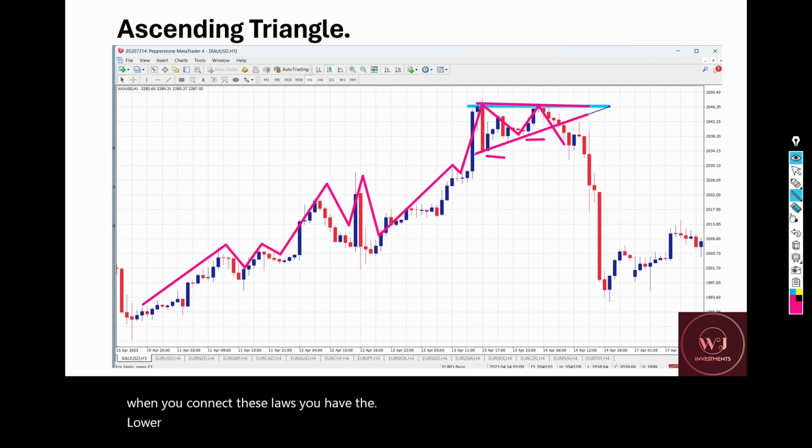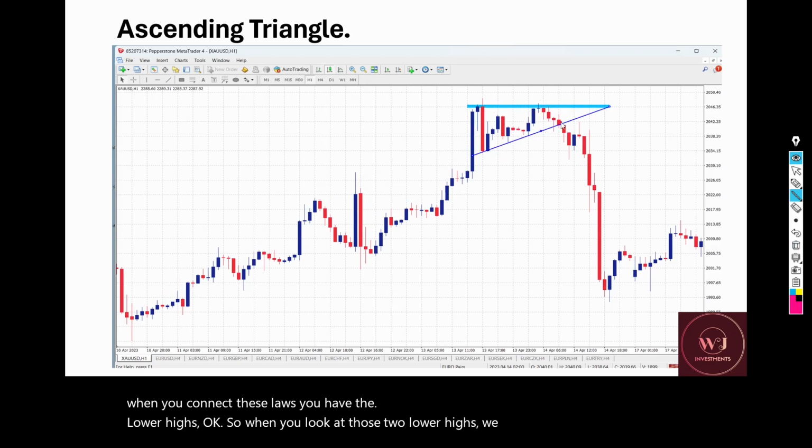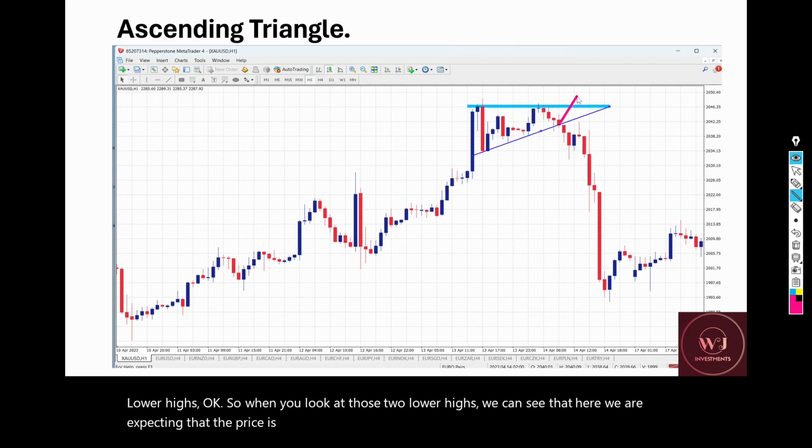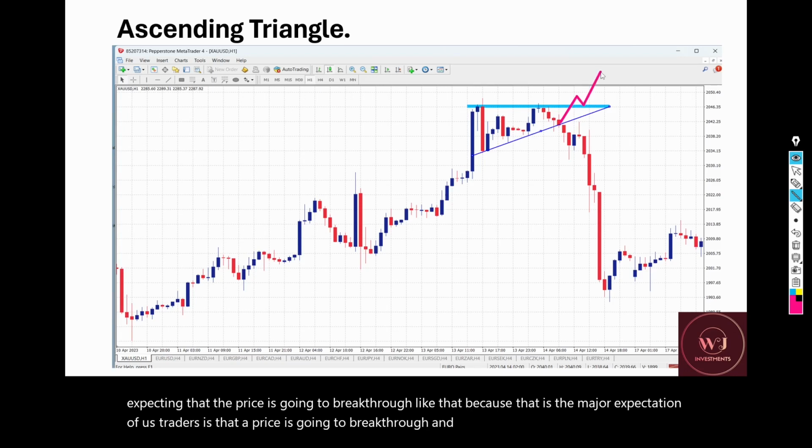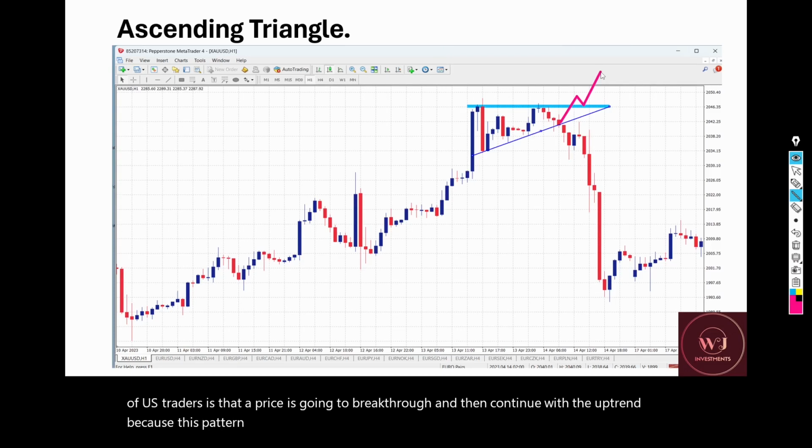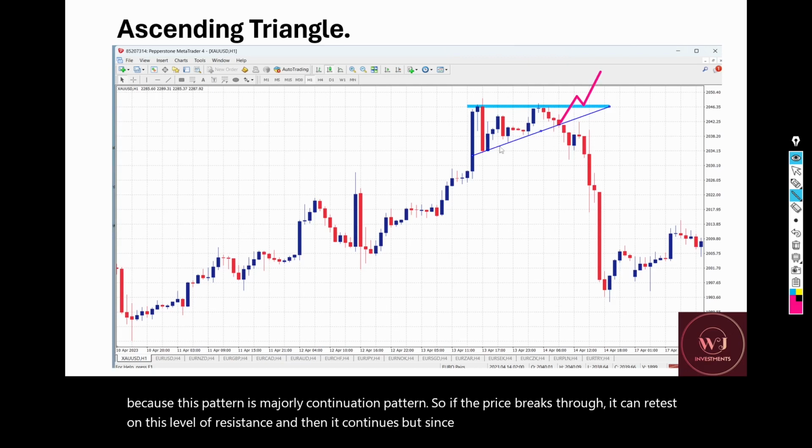So when you look at those two lower highs, we can see that here we are expecting that the price is going to break through like that, because that is a major expectation of us traders, that the price is going to break through and then continue with the uptrend, because this pattern is majorly a continuation pattern. So if the price breaks through, it can retest this level of resistance and then it continues. But since here it has broken out, it continues.